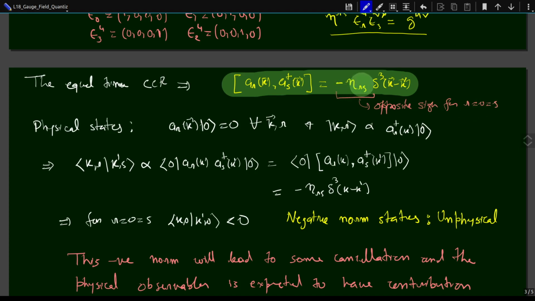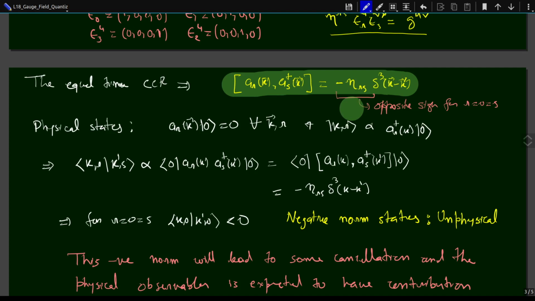For when r is not equal to s, of course this commutator is 0, and of course a dagger with a dagger and a with a commute, so those commutators are 0 also. These are the only non-zero commutators, when r is equal to s, and whenever r and s are equal to 0, then it has opposite sign, otherwise it's the correct sign. So 0 remains a bone of contention.